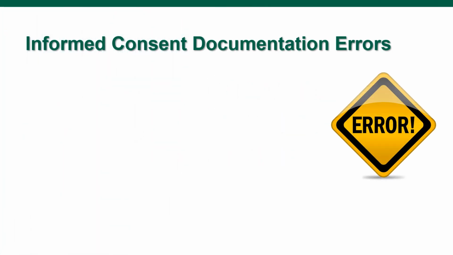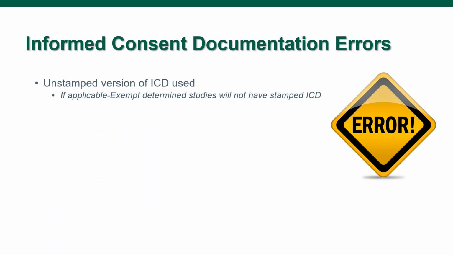So the next two slides are going to talk about informed consent errors that are pretty common, right? And some of these you may know, some of these you may not. First is the use of an unstamped version of the consent document. Now, I'm going to show a picture of what this looks like a little later. But essentially, it means that you're required to use the version finalized by the IRB, which has the watermark and date stamp.